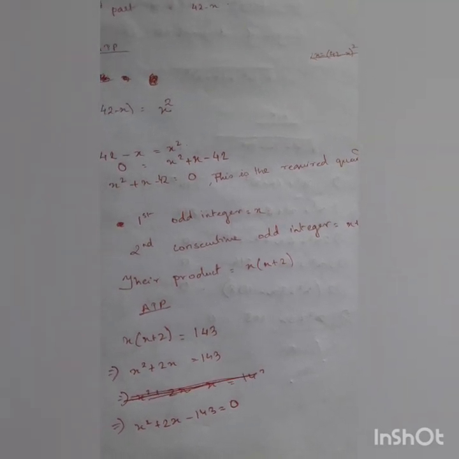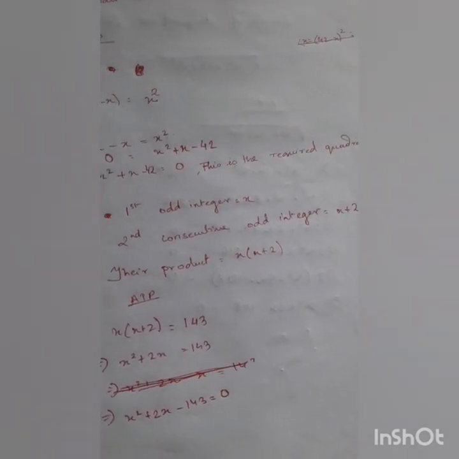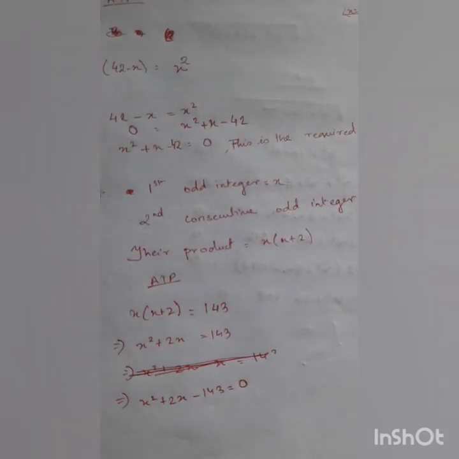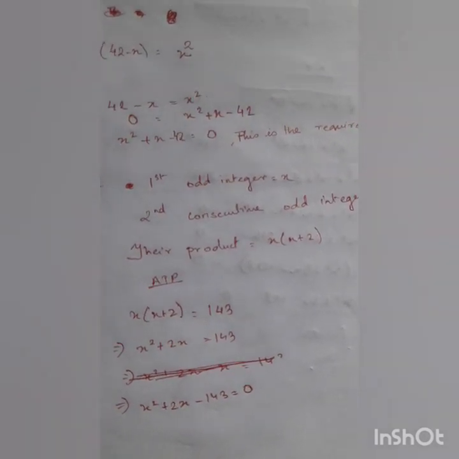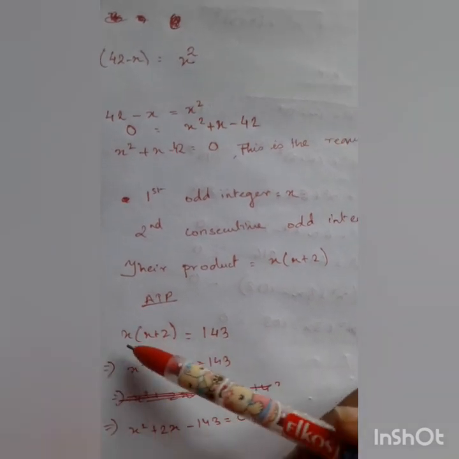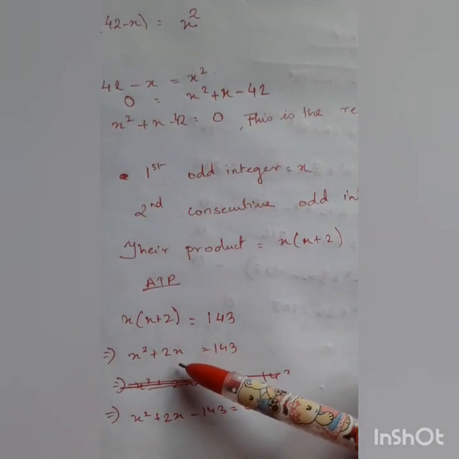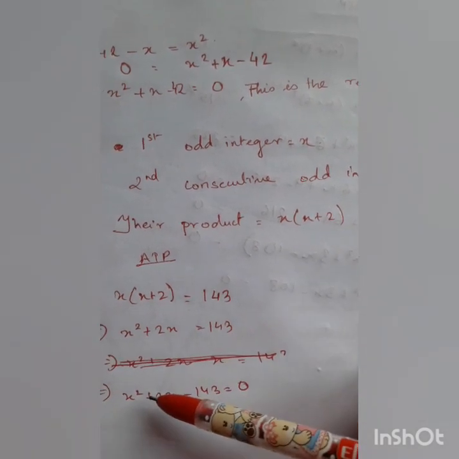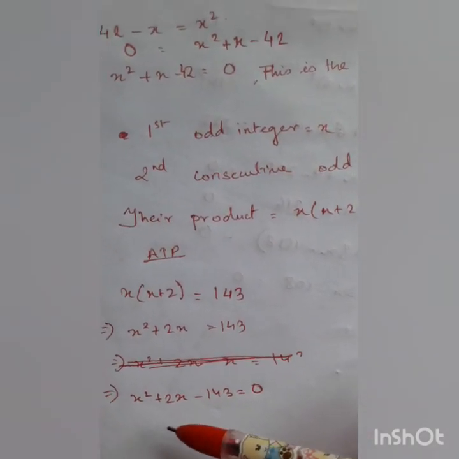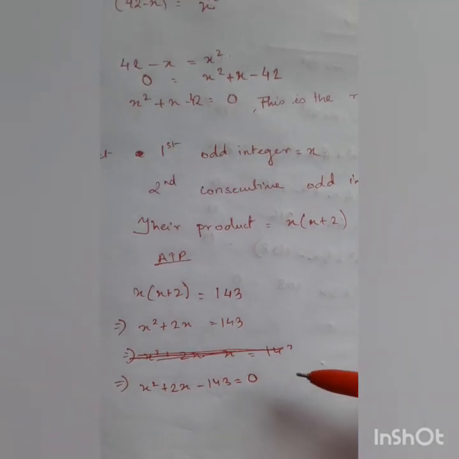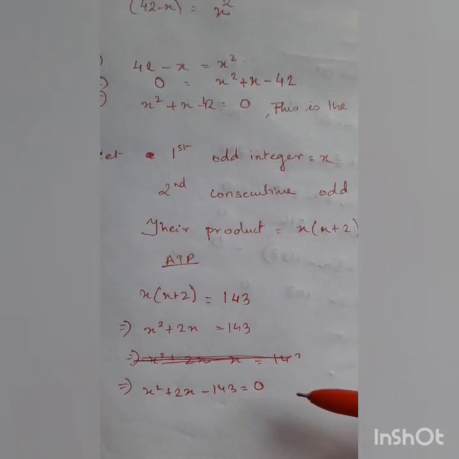Their product means x into x plus 2. Product means multiplication. So according to the problem, x into x plus 2 is equal to 143. Now I am removing the bracket by multiplying: x square plus 2x is equal to 143. So 143 comes this side: x square plus 2x minus 143 equals 0. This is the required quadratic equation.